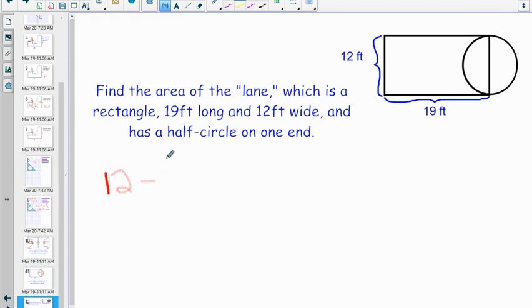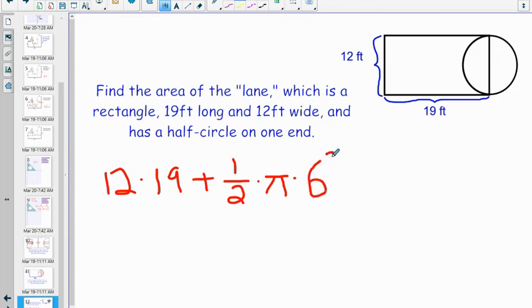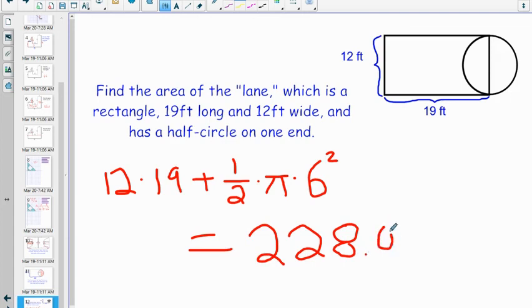Whoops. 12 times 19, there's the rectangle, plus, I'm going to put a half out in front of this, half of the area of the circle. And we said that the radius of the circle was 6, half of 12. So pi times 6 squared. When I plug that into my calculator, it tells me that it's about 228.04.